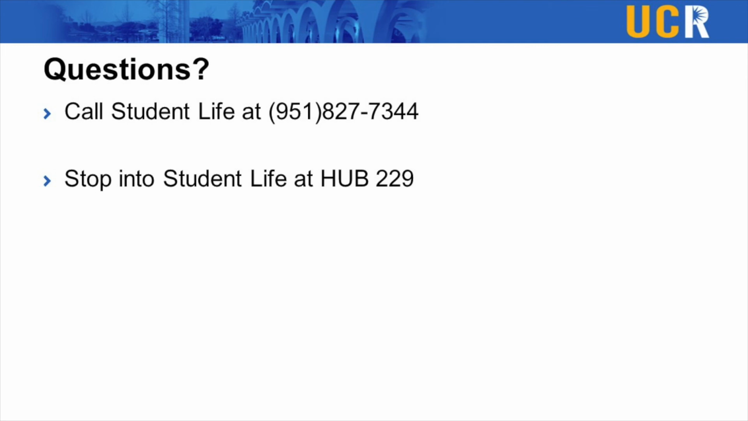If you have questions about any of this, or you want help creating your online election, you can set up an appointment with your student organization advisor and they'll help you out. You can schedule a meeting by either calling Student Life at 951-827-7344 or by stopping into Hub 229 and making the meeting in person.